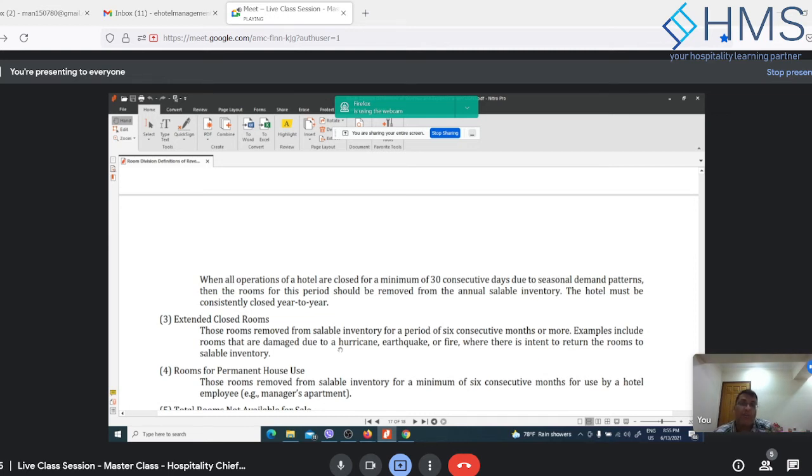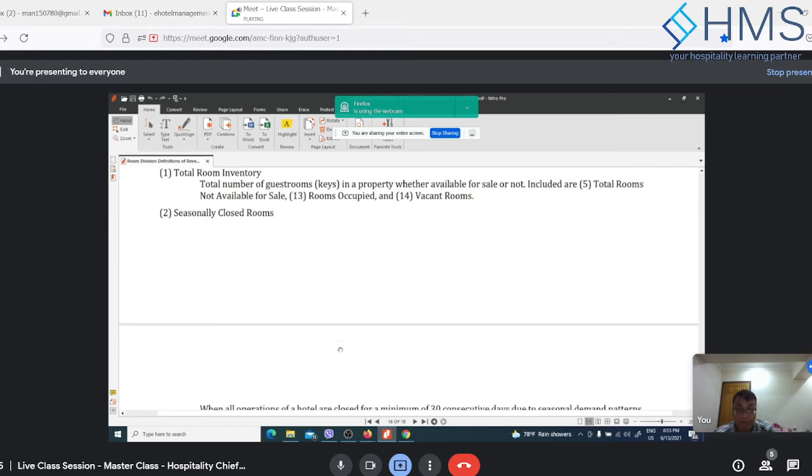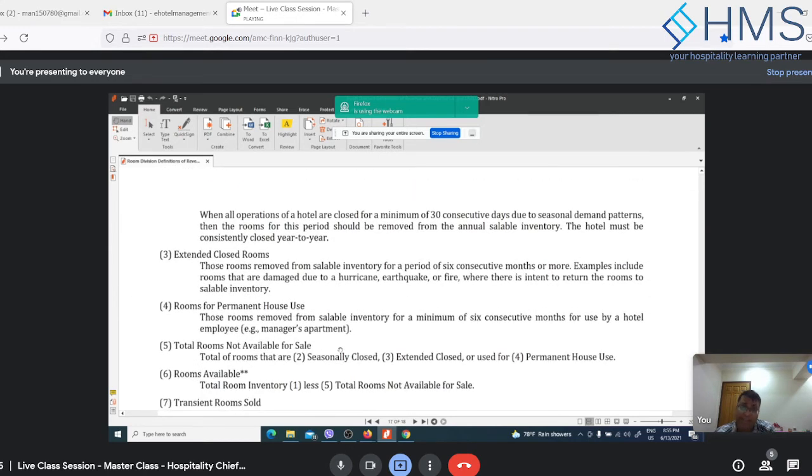If you are just closing the room because of this year's heavy raining and usually you don't close it, then it will not be part of your seasonally closed rooms. Means it will still be a part of your available rooms. Then you have extended closed rooms, means if you are renovating a room inventory for more than 6 months, then it will not be included in the available room inventory.